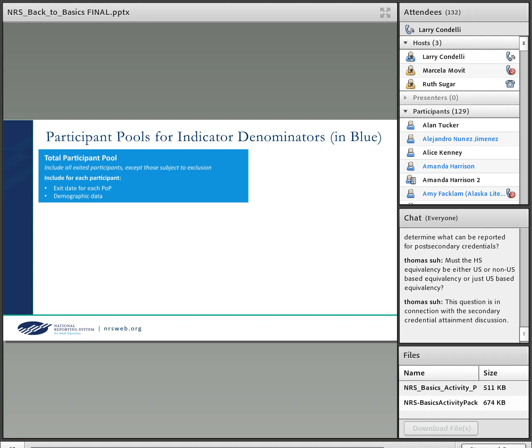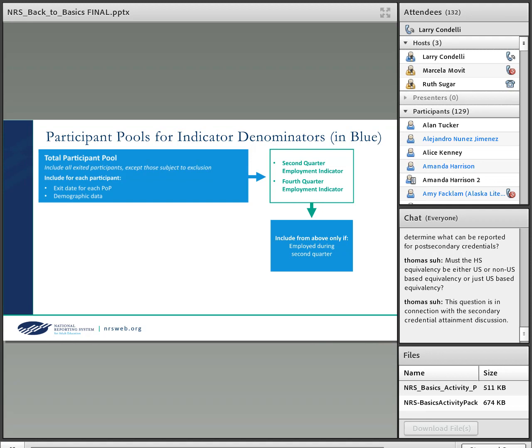So this is everyone who exited for each POP, except those excluded. What you'd want to include with them from this pool is their exit date and the demographic data you need, the barriers to employment, because you have to report that as well. And for everybody, as I mentioned, you collect the second quarter employment indicator and the 4th quarter employment indicator. So basically everybody except the excluded are in this indicator. Within this group, those that were employed in the 2nd quarter would be included in the median earnings indicator.